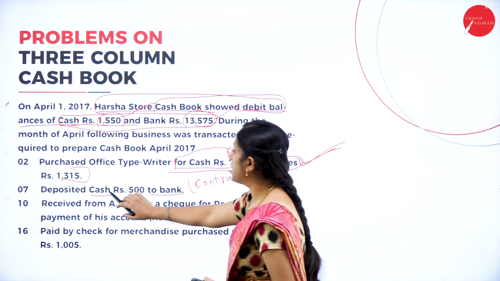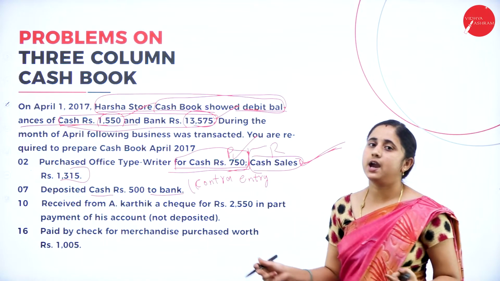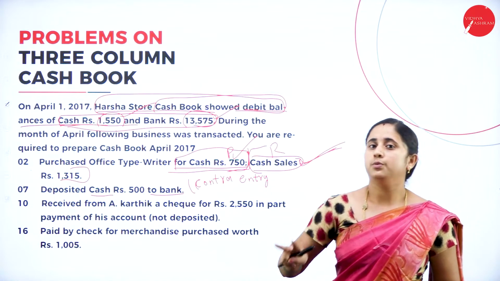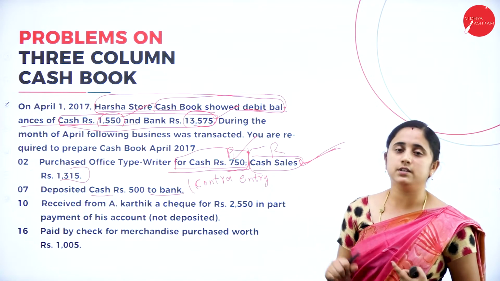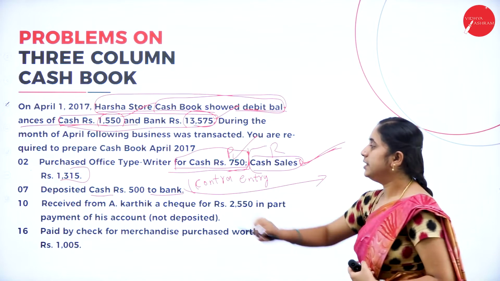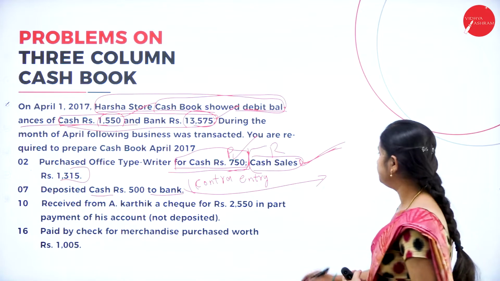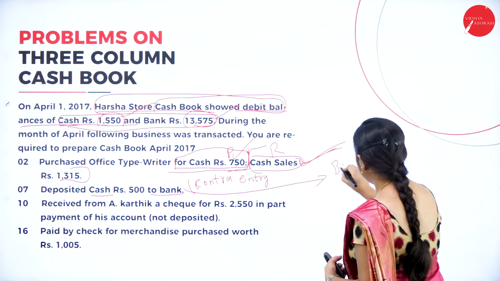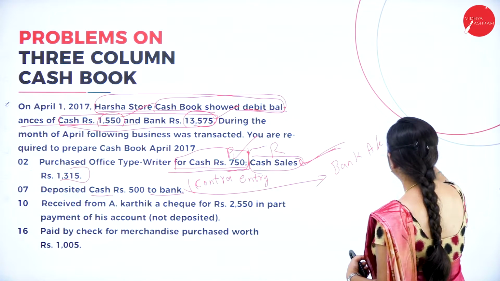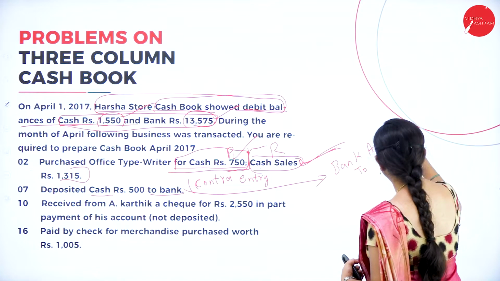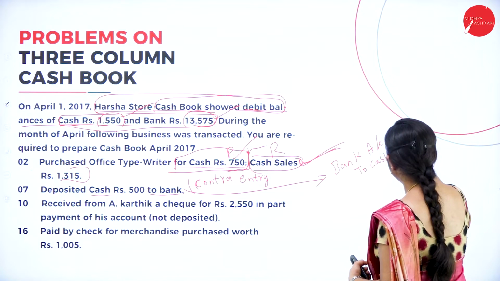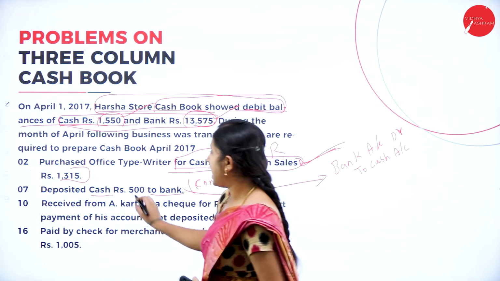Here you are going to deposit the cash into bank. Bank and cash are involved here, so this is considered a contra entry. We need to record it twice: one for the bank transaction, another for the cash transaction. Normally the journal entry for depositing cash into bank is: bank account debit to cash account. This is the journal entry for this transaction.